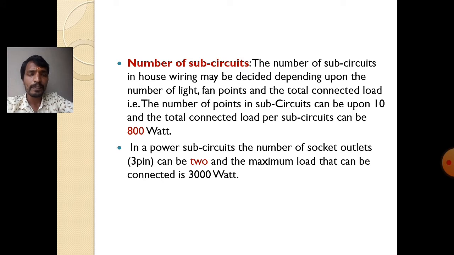Coming to the power subcircuit. A power subcircuit is used for a refrigerator, a mixer grinder, an air conditioner, and also an electric iron. All these categories come under the power subcircuit. The maximum number of 3-pin outlets in a power subcircuit is 2. The maximum load we can use from a power subcircuit is 3000 watts. Up to 3000 watts we can use for a power subcircuit.